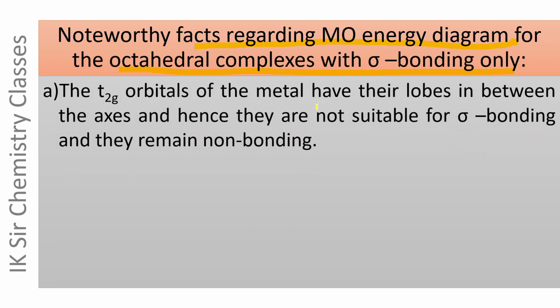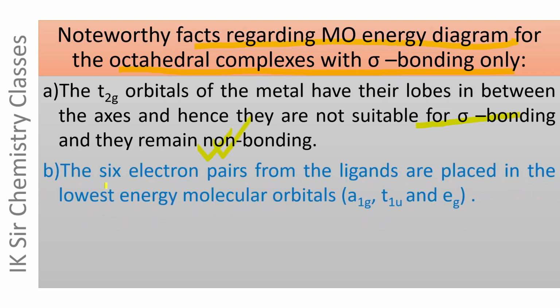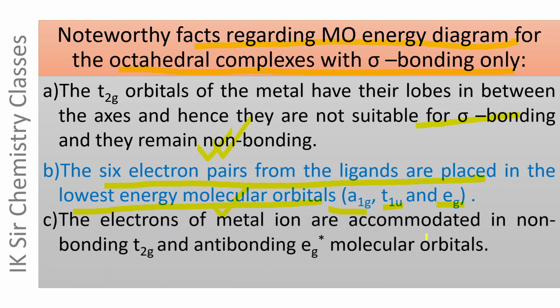The t2g orbitals of the metal have their lobes between the axes and hence they are not suitable for sigma bonding, and hence they remain non-bonding. The 6 electron pairs from the ligands are placed in the lowest energy bonding molecular orbitals, a1g, t1u and eg. The electrons of the metal ion are accommodated in non-bonding t2g and anti-bonding eg star molecular orbitals.